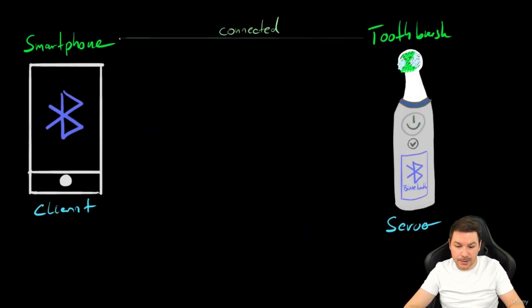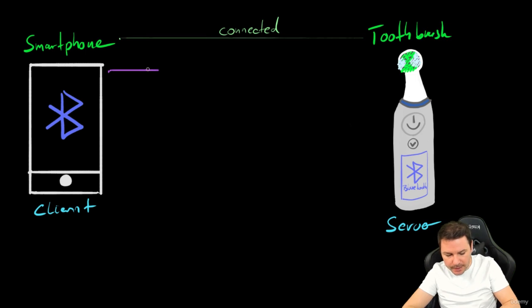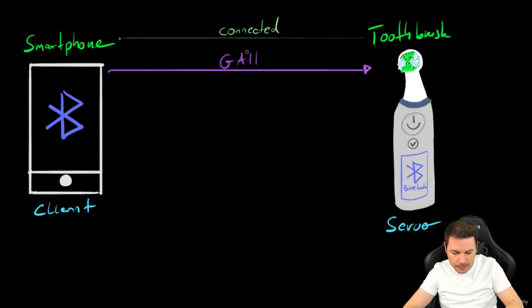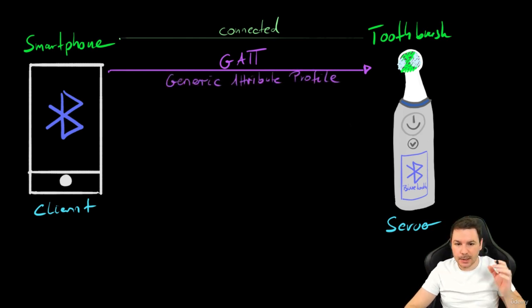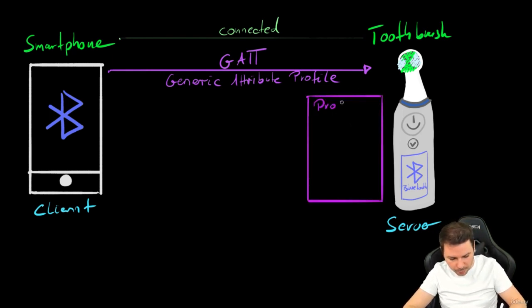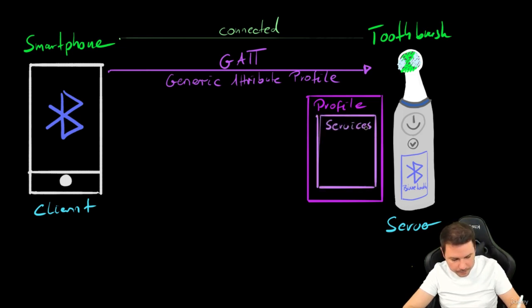Okay, after connecting to this device, the smartphone is now requesting information from this toothbrush. So the generic attribute profile. And a profile within the toothbrush, it's just a known set of information. For example, this toothbrush has a profile. So this is the profile. Okay, within this profile, we are now dealing with services. And within those services, there's only one left, then we are done. Within those services, we are now having characteristics.